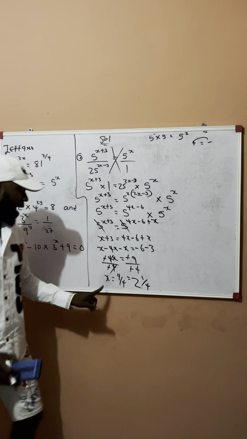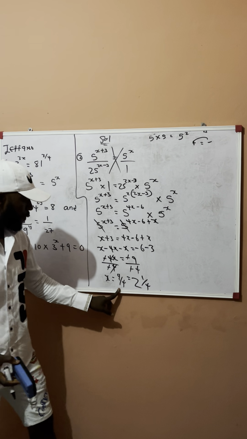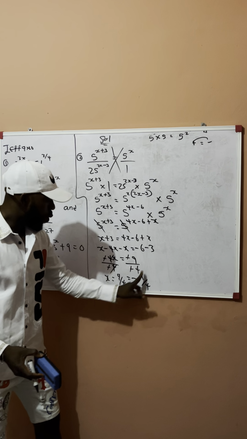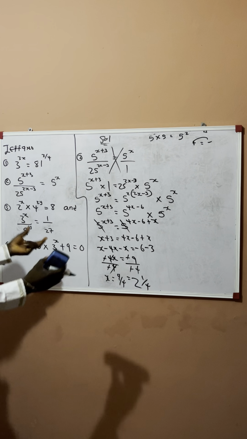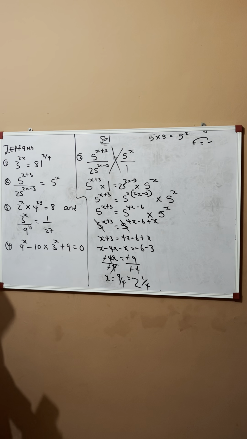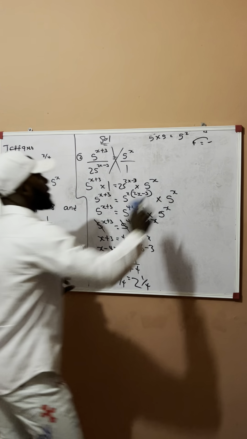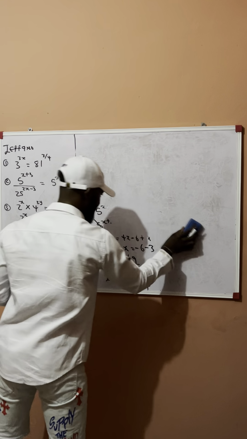So it means x is 9 over 4 as what? An improper fraction. And 2 whole number, 1 over 4 as what? A mixed fraction. That is the solution to question number 2. Now, without wasting time, we go to question number 3.